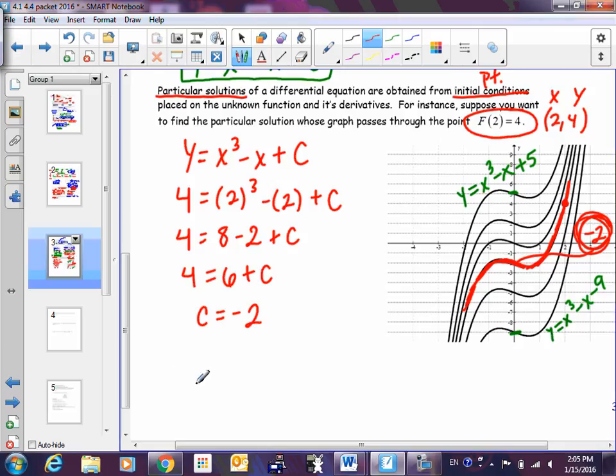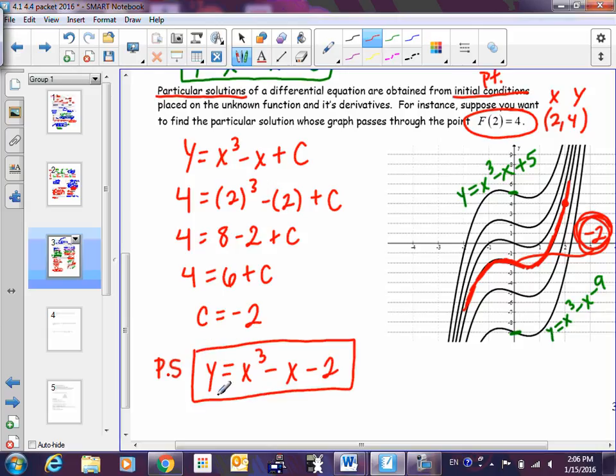You still need to do one more thing. You need to write your particular solution. Okay? And that is y equals, and you're going to write your same y equals, but instead of plus C, we're going to write -2. That's the difference between general solution and particular solution. And you need to know that because in the directions, it's going to tell you when to do which one.